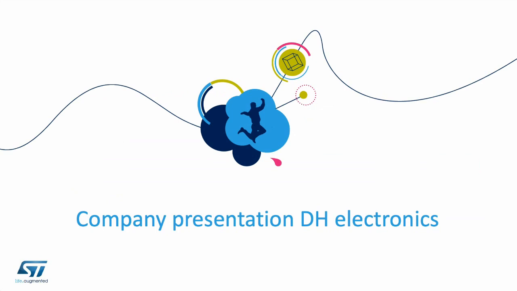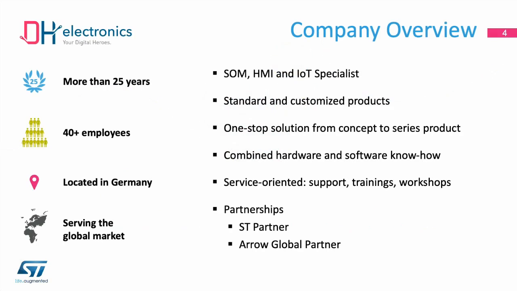So at first, let's start with DH Electronics. DH Electronics exists for about 25 years, and during that time our team has grown to about 40 employees. DH itself is located in the south of Germany, so actually it's like 1 hour away from Munich. And from here we're serving the global market. And when serving the global market, we're doing this with 3 main product areas. The first one is of course our system on modules, but then we have some HMIs and we have some IoT products.